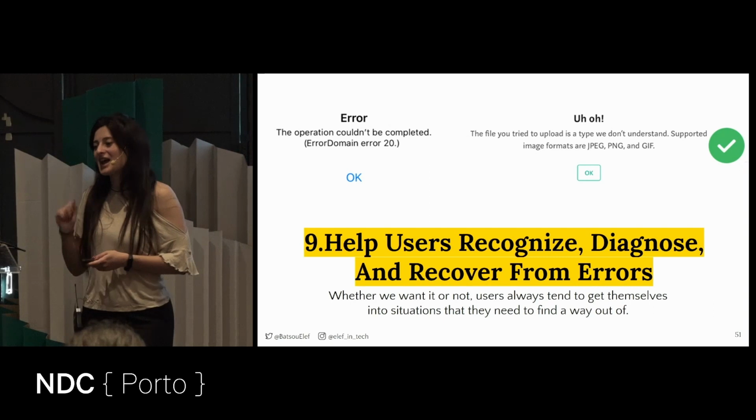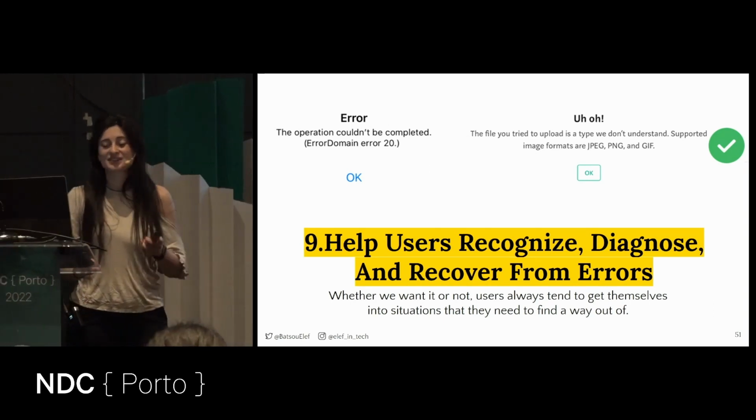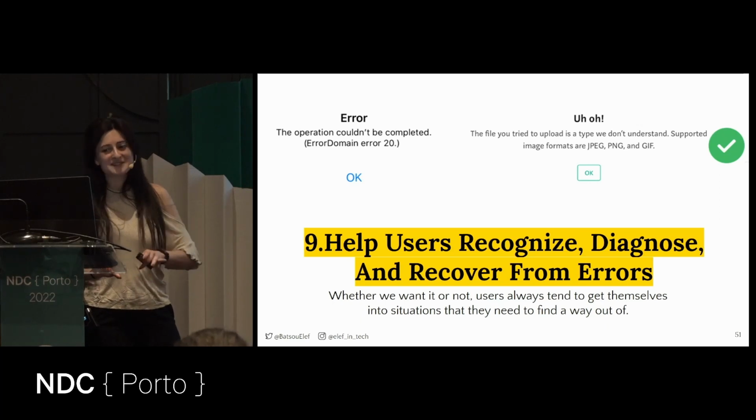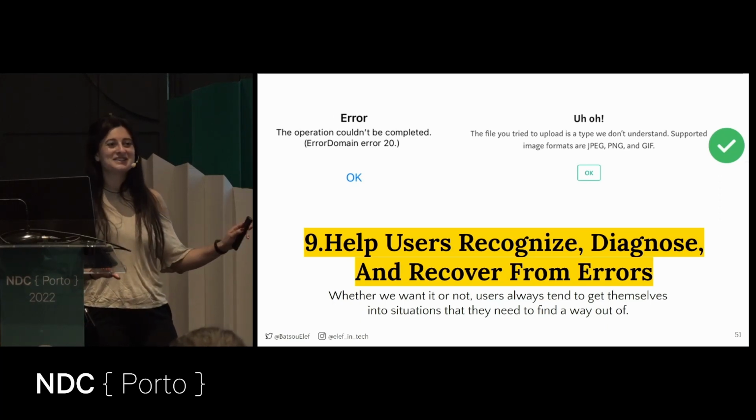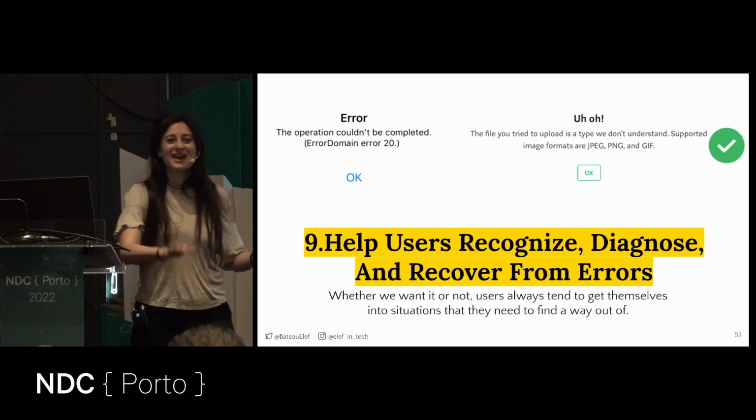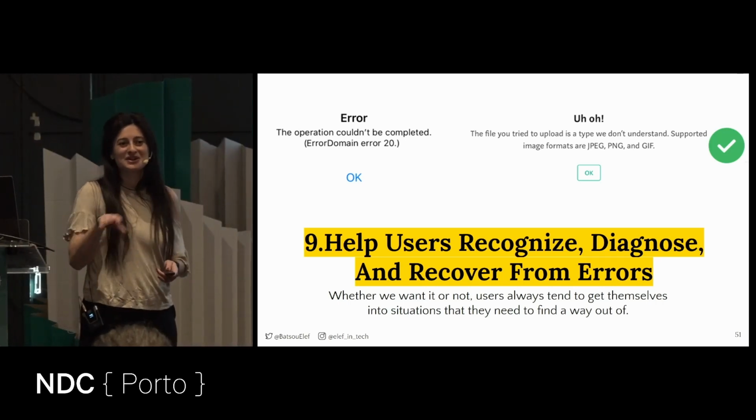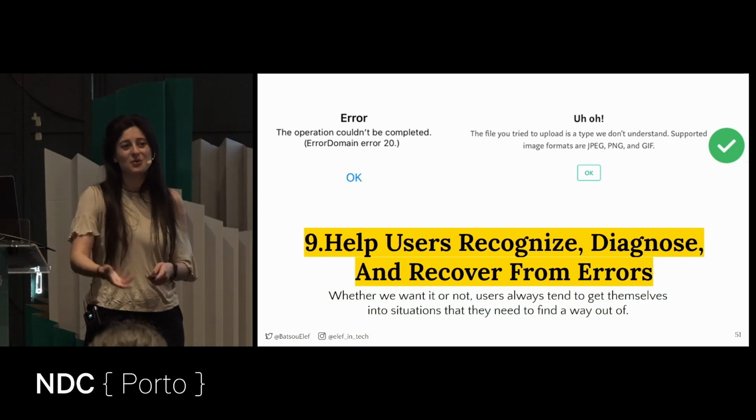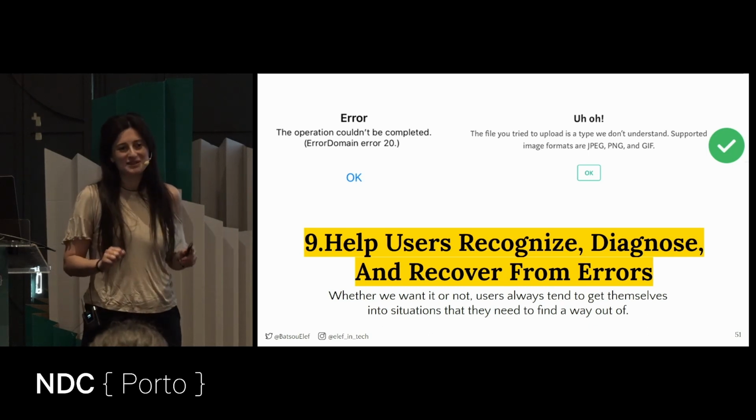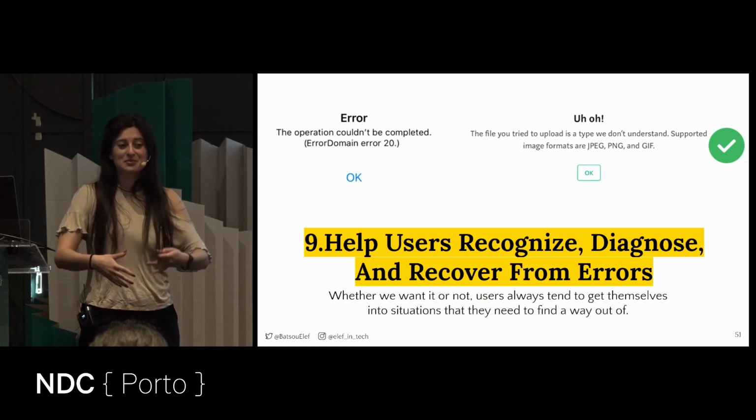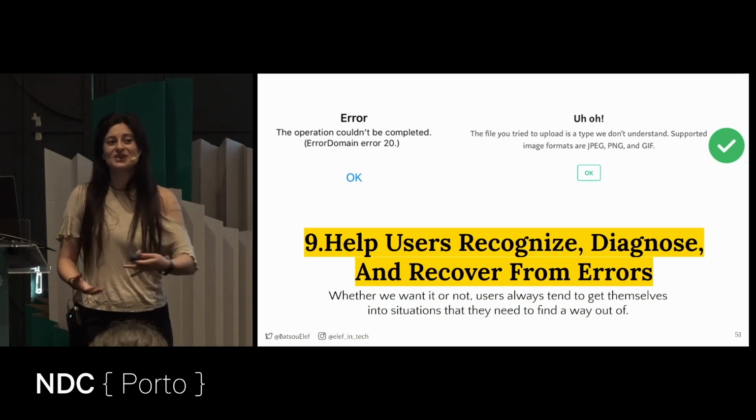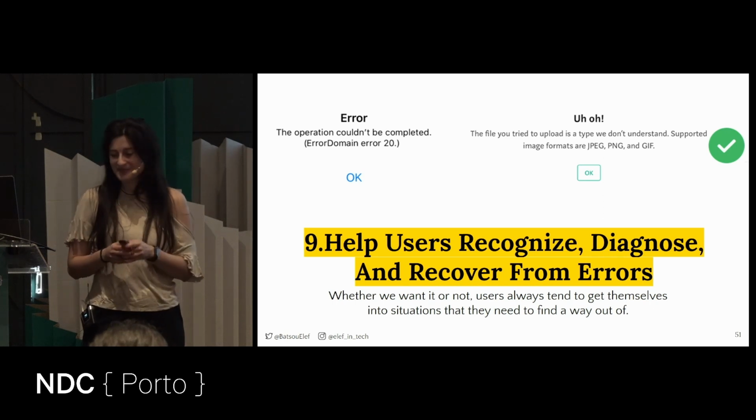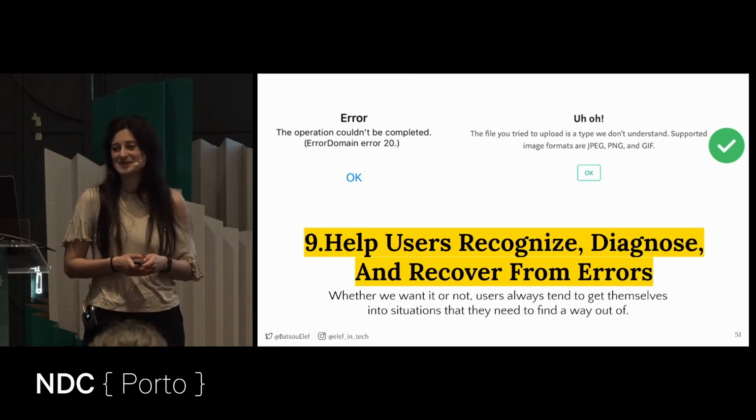Continuing, we have help users recognize, diagnose, and recover from errors. As developers, we have probably seen a lot of weird errors in our lives, and that's okay when we are not in production and we are just testing something internally. But when our product is out in the world, we definitely don't want something like that. Help your user understand what the issue is and how they can solve it. Always do that. And you can see it in the example as well.